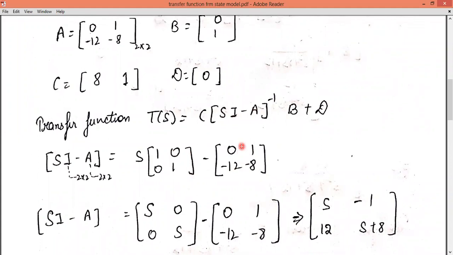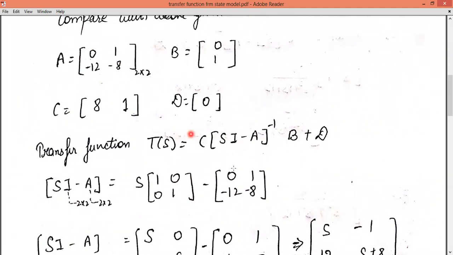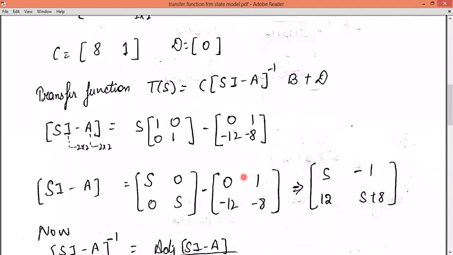So what is the A matrix? Here also we have written it separately. This is the A matrix. Now we will solve this. When we multiply s, it becomes s 0, 0 s, and minus the A matrix. After simplification, we get s, minus 1, 12, s plus 8. How is it possible? s minus 0 is s; 0 minus 1 means minus 1; 0 minus minus 12 becomes plus 12; and s minus minus 8 means s plus 8. This is how we got this matrix.